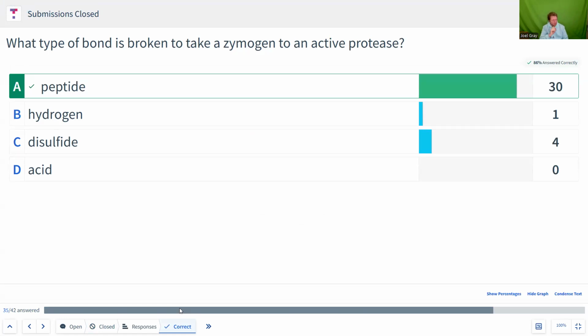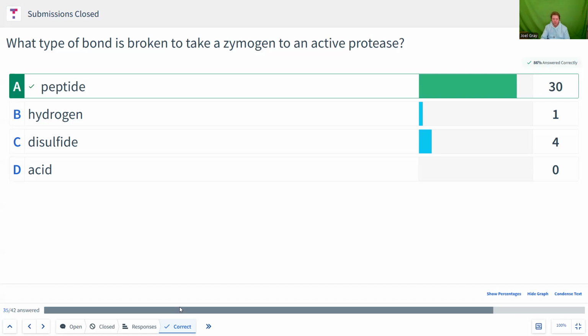So I'm happy that we had some folks answer disulfide bond, because that's the type of bond that we need to make sure is not broken. Now, chymotrypsin is just an example, but if you think about a zymogen being activated by a protease, think about what type of bond a protease breaks. Now, a hydrogen bond, well, a protease isn't going to break a hydrogen bond.